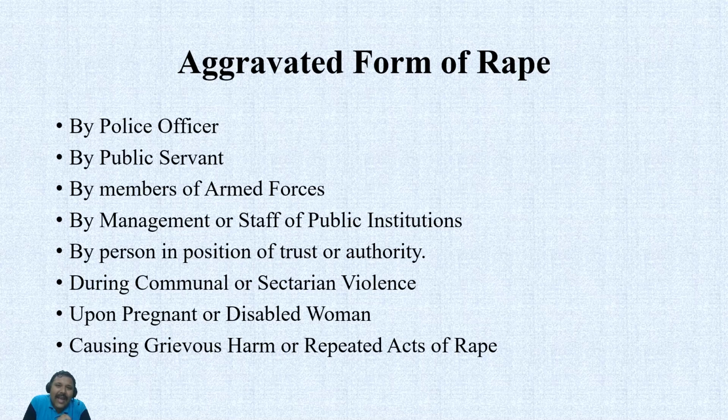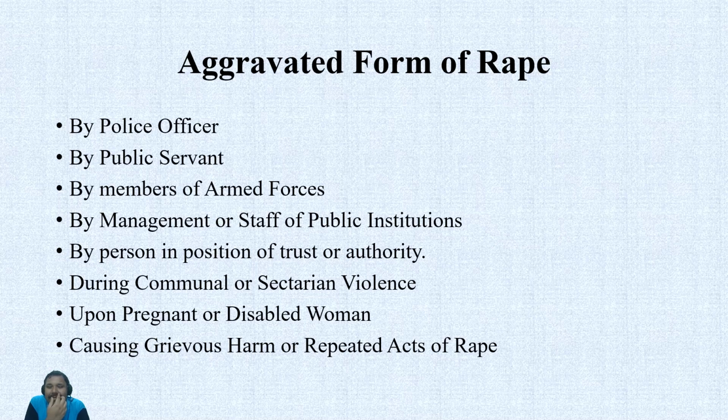Then we have that if, while committing the rape, a woman is seriously harmed, means some grievous injury is inflicted on her, or she is maimed, or she suffers from some permanent damage, in that case, that rape is considered an aggravated form of rape. And secondly, repeated acts of rape. Sometimes those who are sexual offenders try and keep the woman in control and commit multiple instances of rape on her over a period of time.